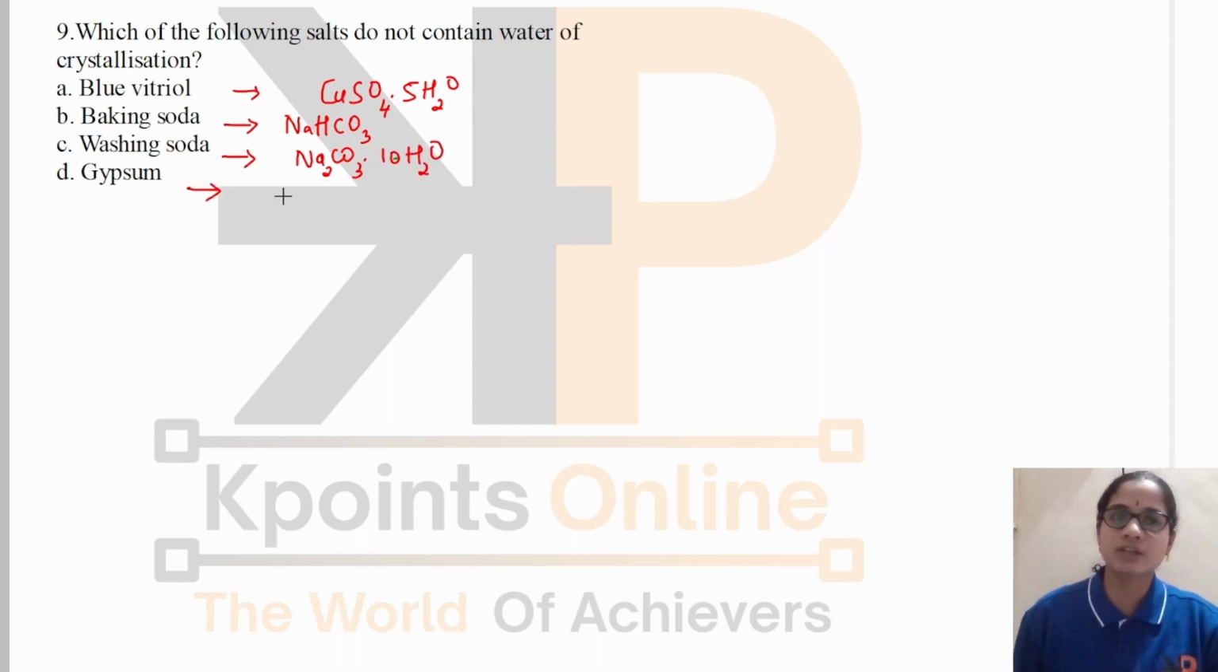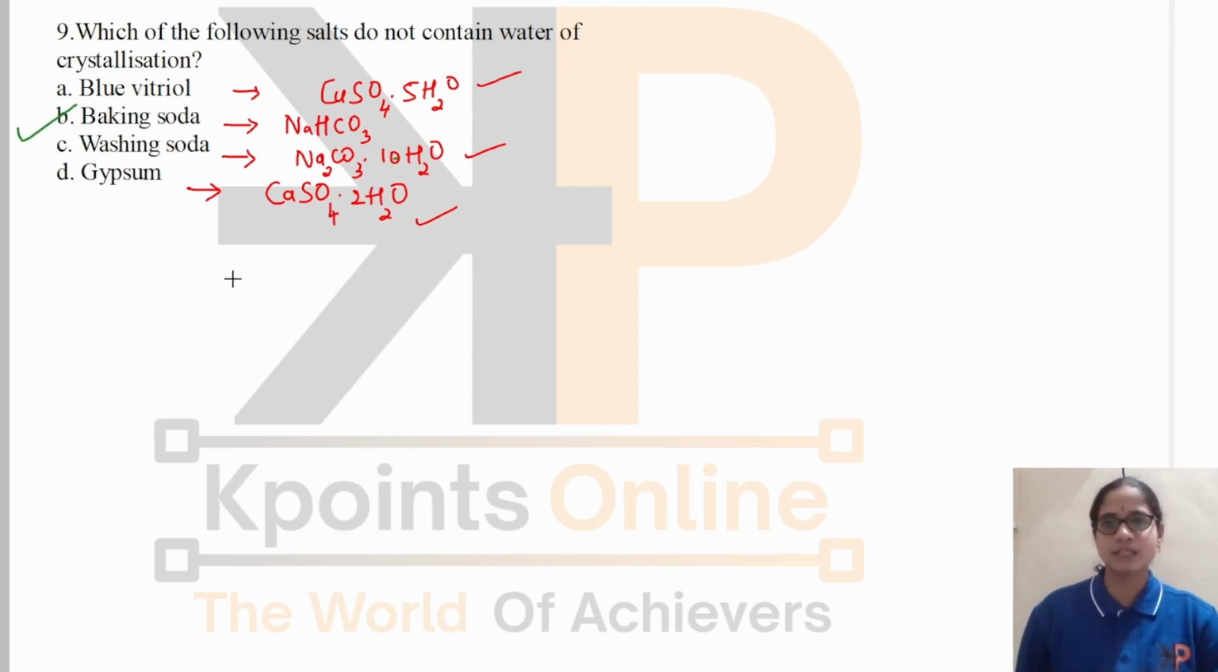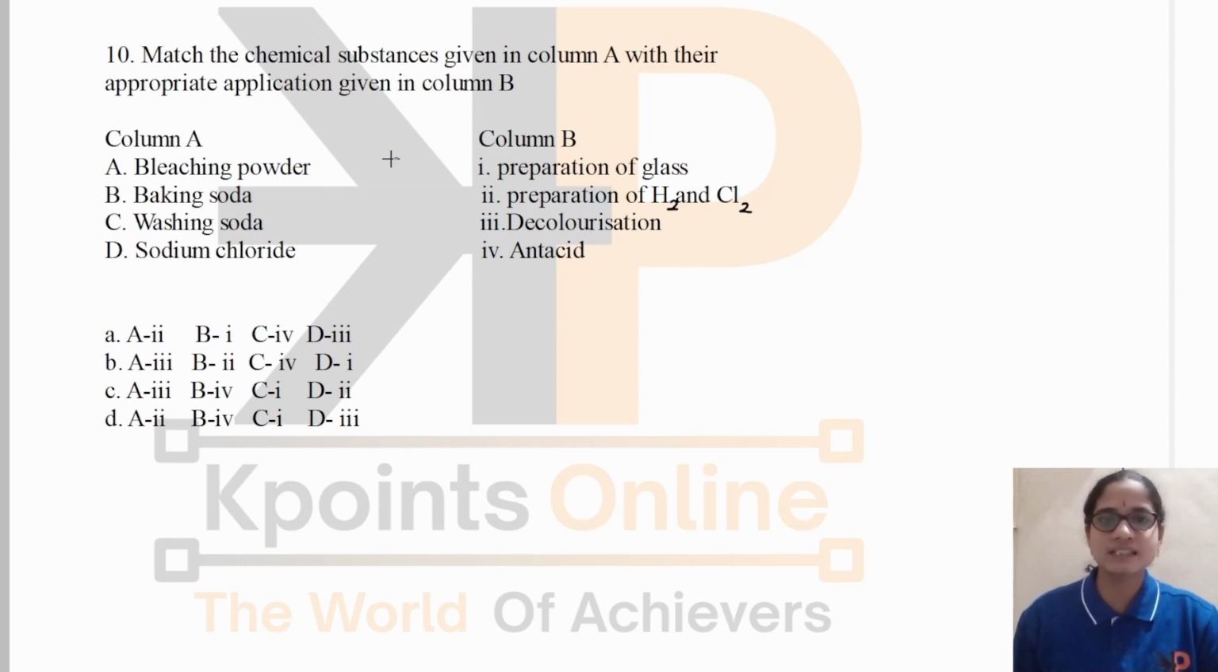What about gypsum? The formula is calcium sulfate dihydrate, that is CaSO4·2H2O. So the question here is, which of the following salts do not contain water of crystallization? You can see here blue vitriol, washing soda and gypsum all have water of crystallization. So which is that salt that is not having water of crystallization? That is baking soda. So our correct answer will be B, that is baking soda. Next, match the chemical substances given in column A with their appropriate application given in column B.